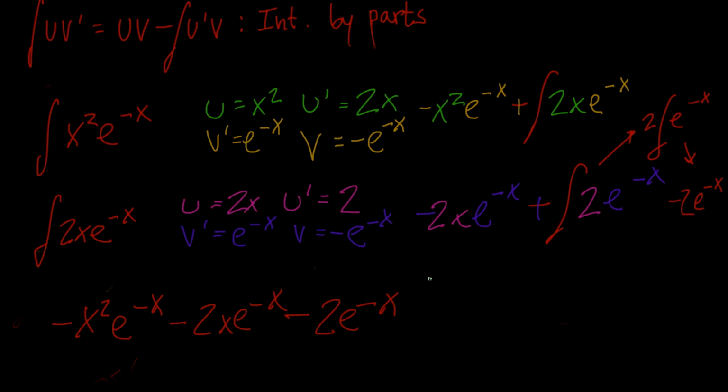And you could simplify this further, right? We notice that each one of these is negative, and each one of them has an e to the negative x. So you could go negative e to the negative x times, right, x squared plus 2x plus 2. This could be your simplified version, because when you multiply negative e to the negative x by each one of these, you're going to get this right here. And that's the final integral for this particular problem.